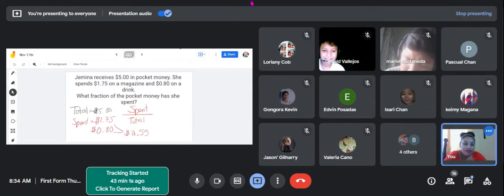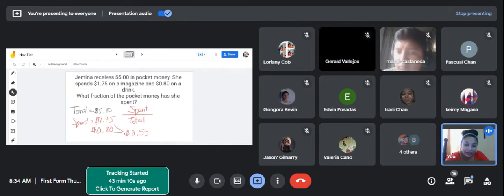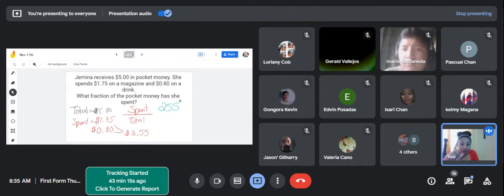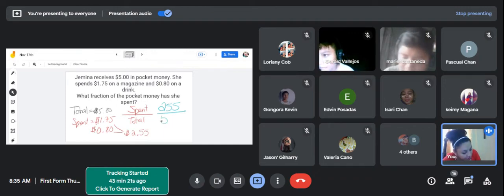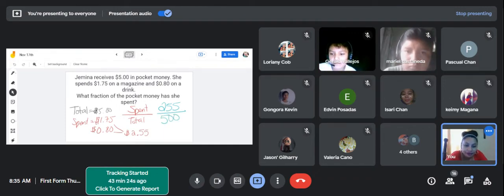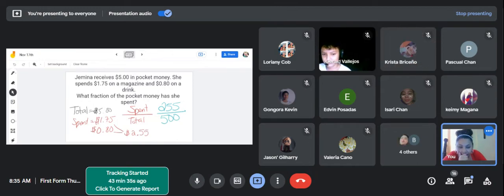Remember that I said, think about the 1 cent. I don't want $2.55 and I don't want to write $5. So I'm going to write it as 1 cent. $2.55 represents 255 1 cents. And then $5 represents 500 1 cents. Right? Everybody got that? Now, my other question is, how do I reduce that?